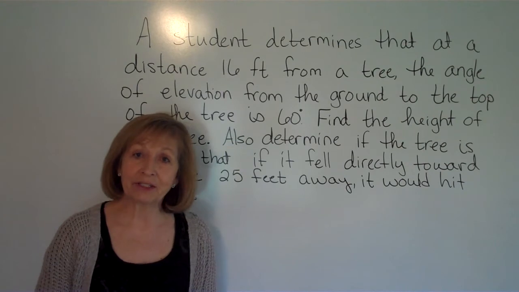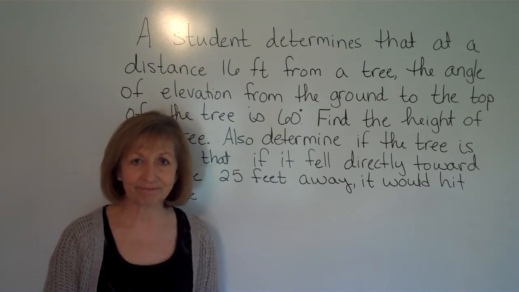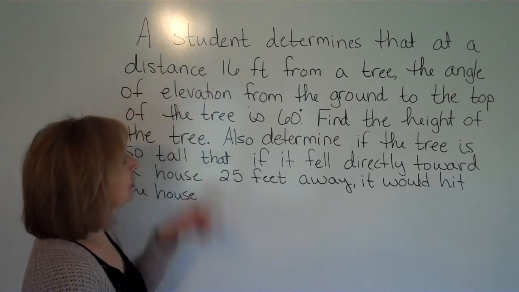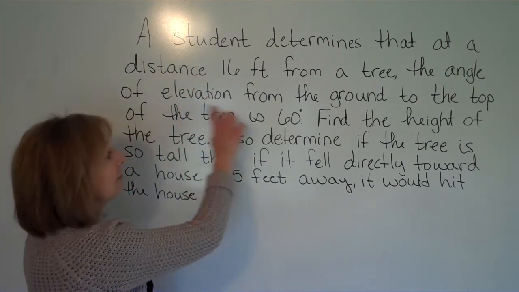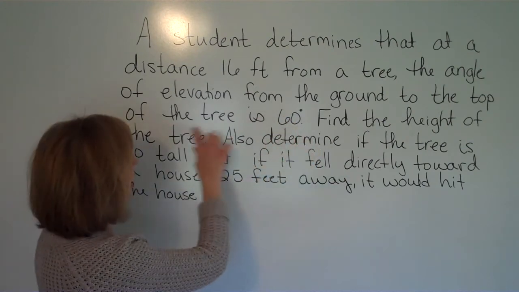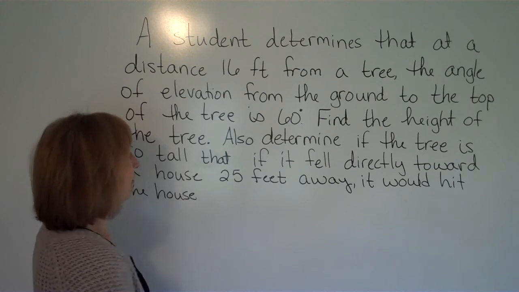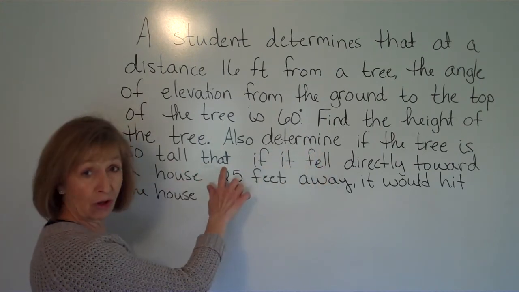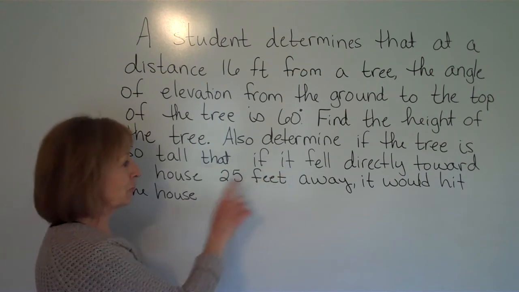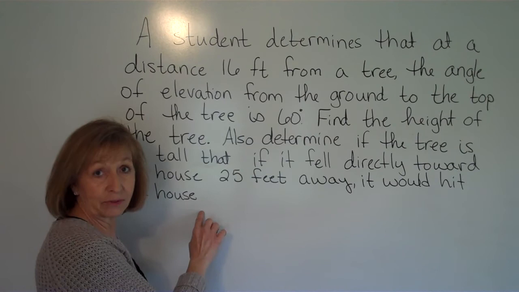In this video, we're going to go over an application problem involving right triangle trigonometry. So here we have a student determines that at a distance 16 feet from a tree, the angle of elevation from the ground to the top of the tree is 60 degrees. Find the height of the tree, and then also determine if the tree is so tall that if it fell directly towards the house that's 25 feet away, it would hit the house.